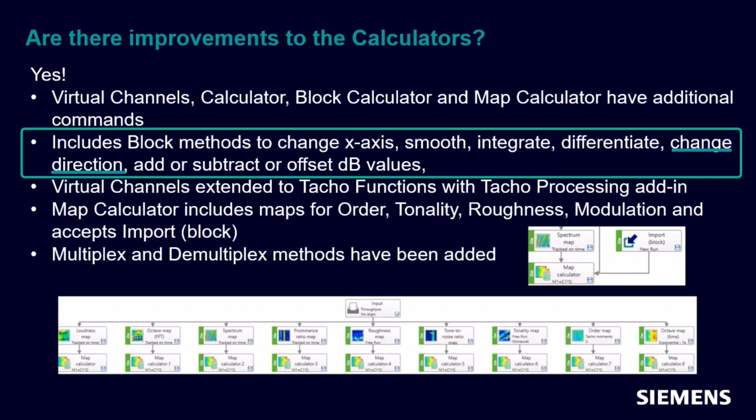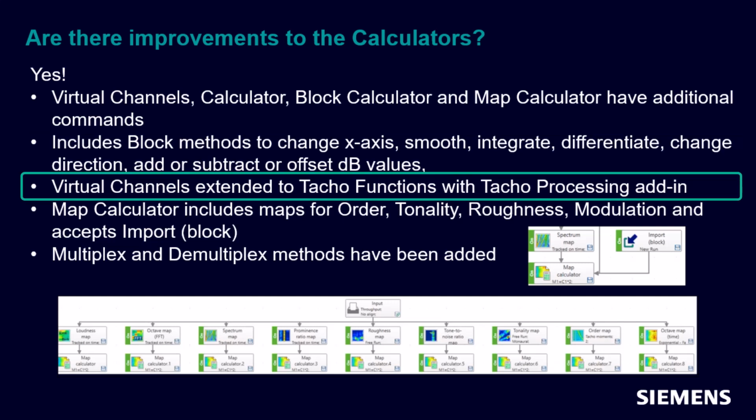I can change the direction if I want all my data to be positive or negative Z, for example. So that changes the polarity as well as the point ID direction. And then I can also add or subtract dB, or add offsets in dB, in the block calculator. So if I wanted to have a function or an order, if I wanted to add 3 dB or subtract 3 dB, I could do that now.